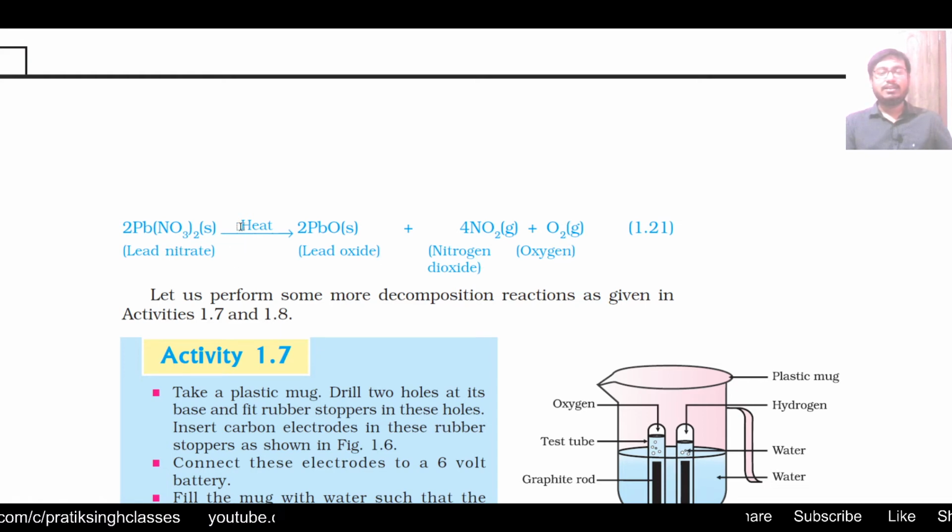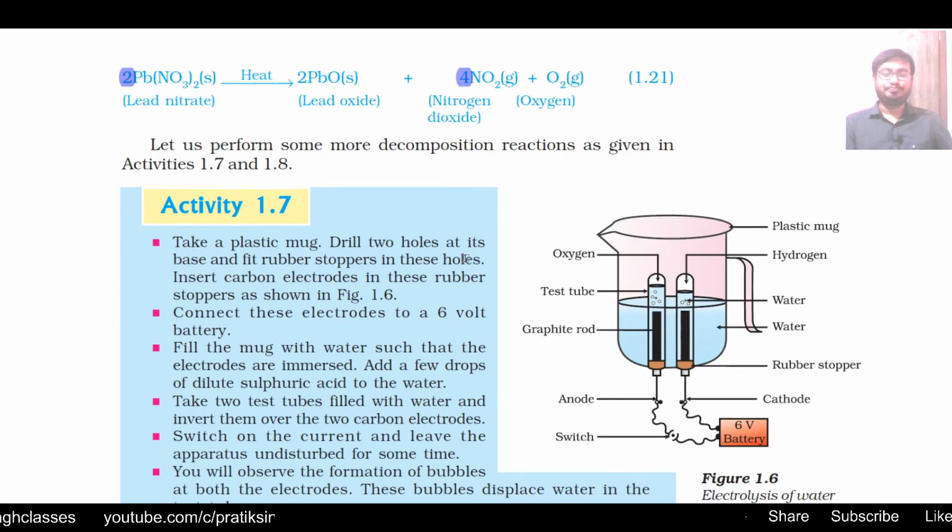Here, because this decomposition reaction has happened because of applying heat, this type of decomposition reaction, as said earlier, is called thermal decomposition reaction. Here the prefixes are given: 2 for this molecule of lead nitrate, then 4 for this molecule of nitrogen dioxide, for balancing the chemical reaction, as we have seen in our previous video.